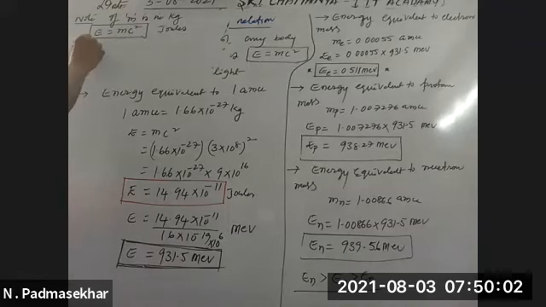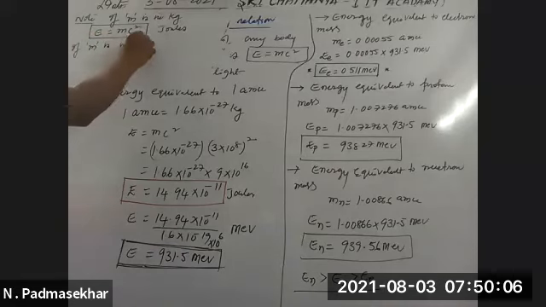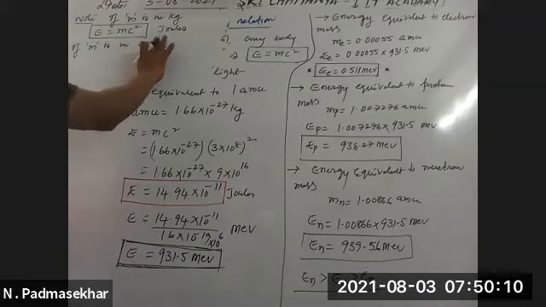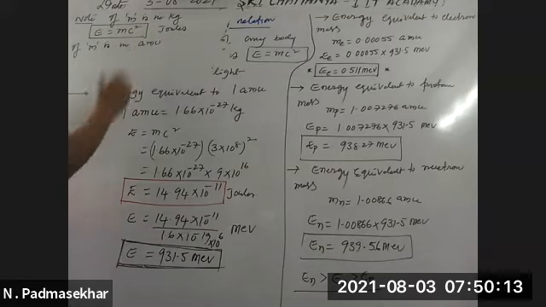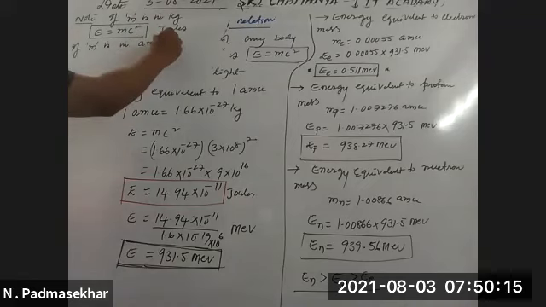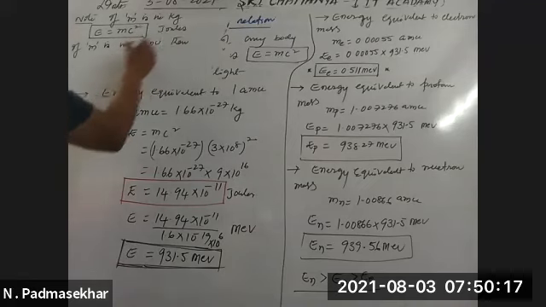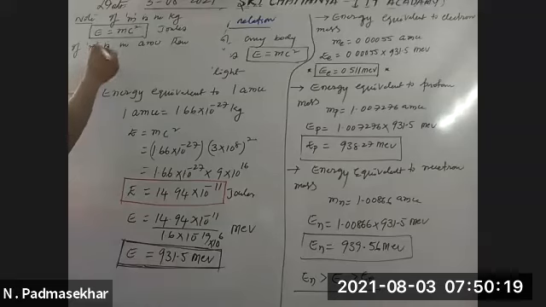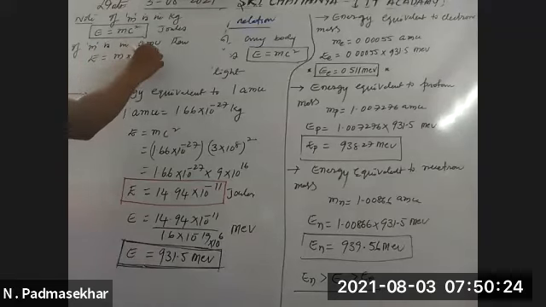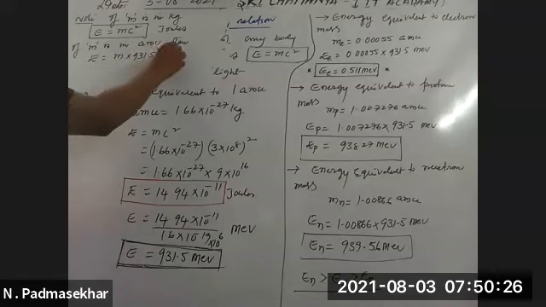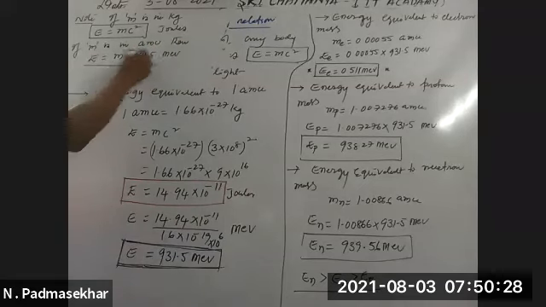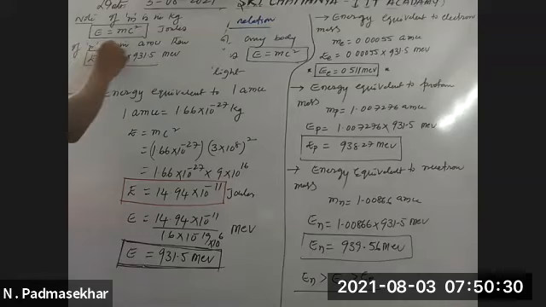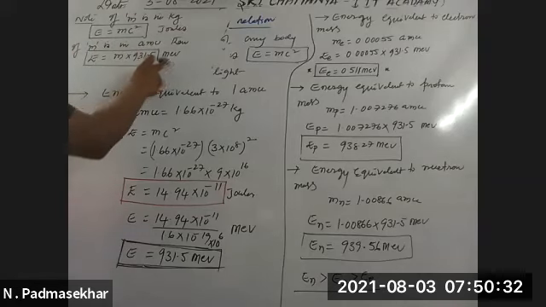If m is in AMU, atomic mass units, then E is equal to M into 931.5 MeV. Atomic mass into 931.5.